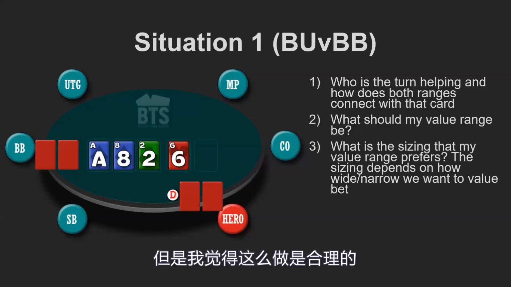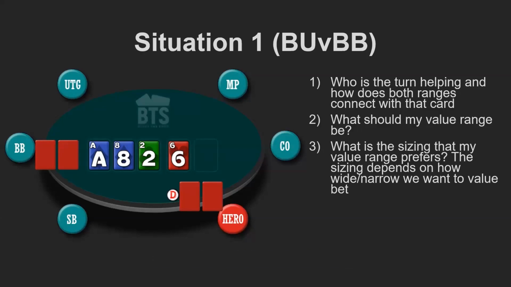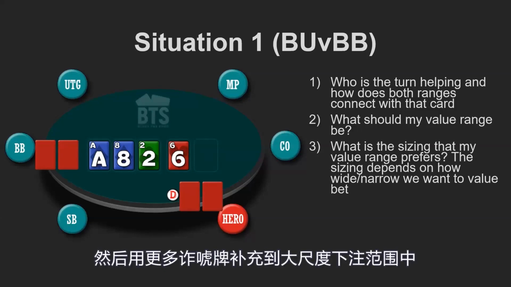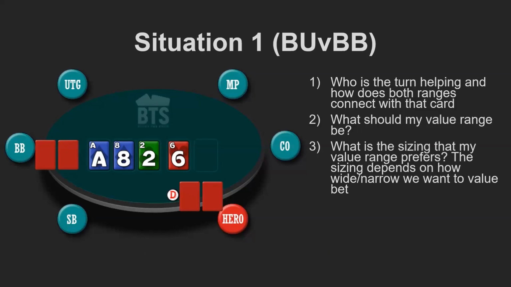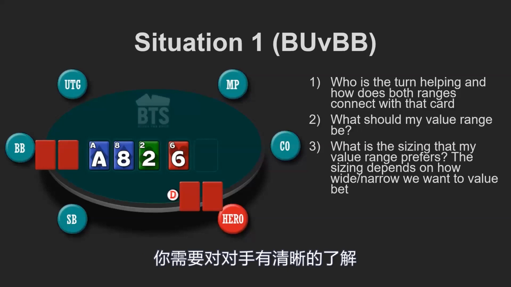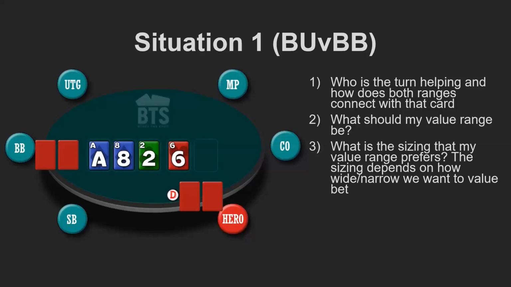I think it makes a lot of sense, Alfred, to switch some value hands to the smaller sizing, or to the bluffing range with the bigger sizing, if you think that people are overfolding quite a lot. But you need to make sure you have a read for that. And yeah, it's a really good thought that you had.